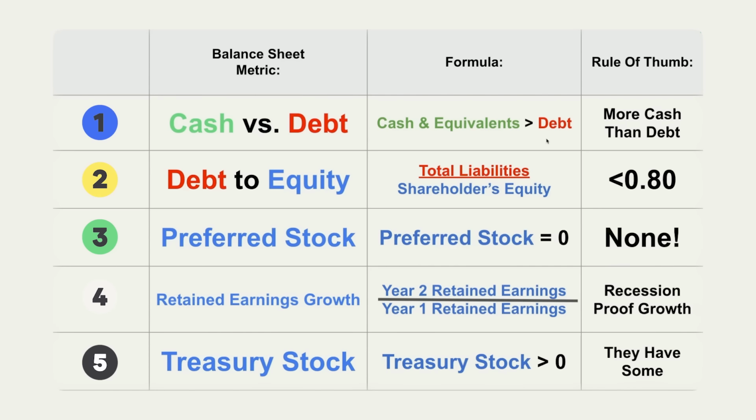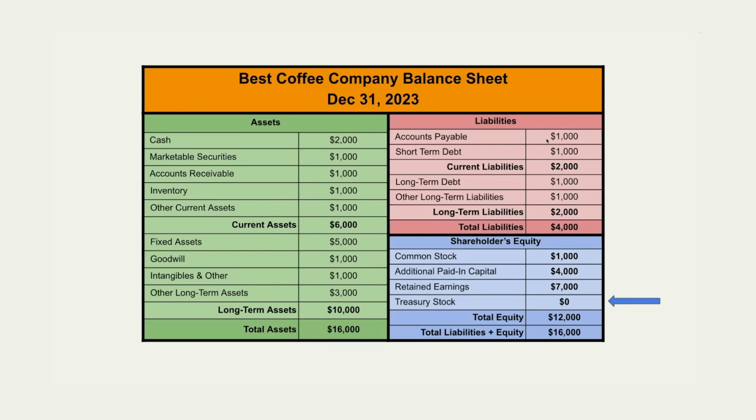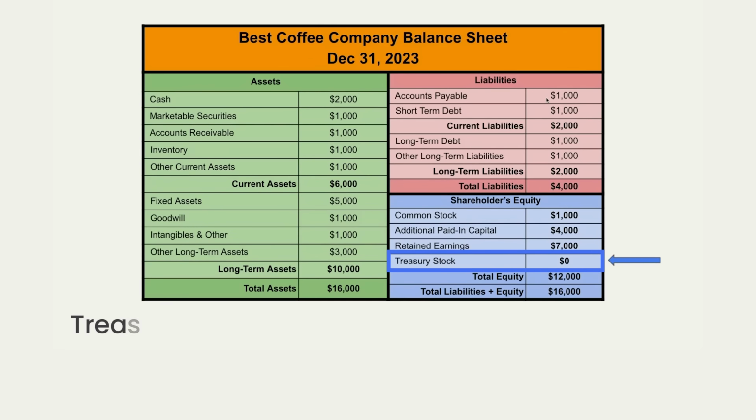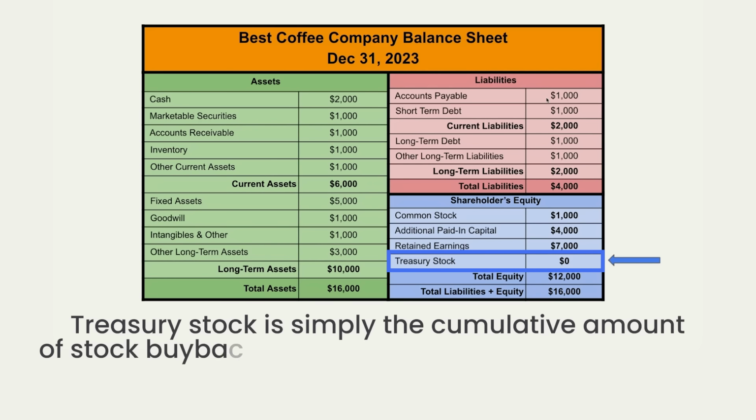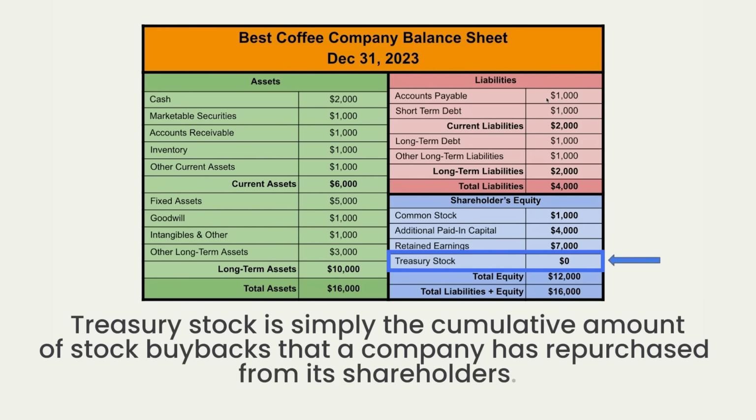Okay, rule of thumb number 5 relates to the company's treasury stock. So the rule of thumb here is that the company has some treasury stock. Now, treasury stock is found in the shareholders' equity portion of the balance sheet, and in this case, it's listed as 0. But what is treasury stock? Treasury stock is simply the cumulative amount of stock buybacks that a company has repurchased from its shareholders.